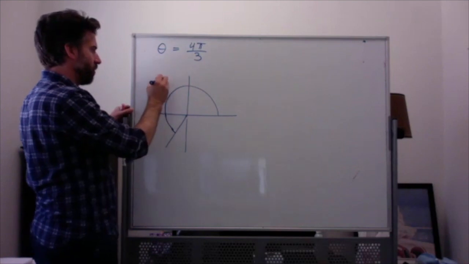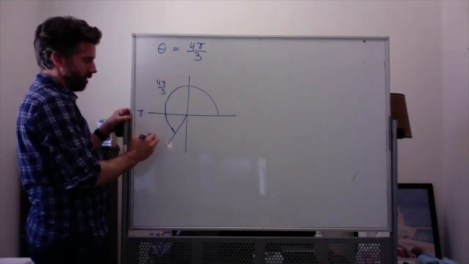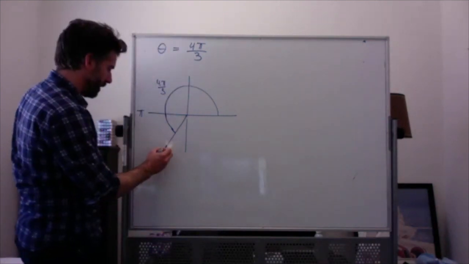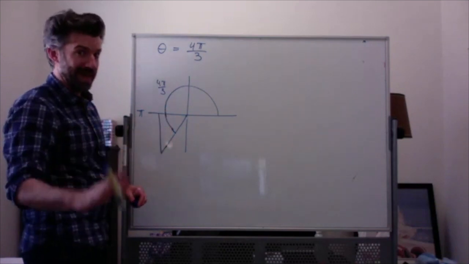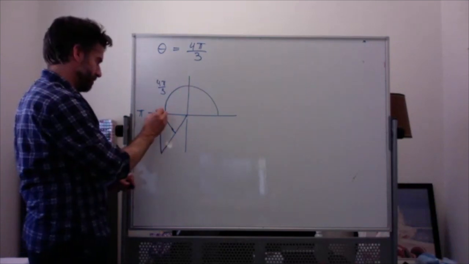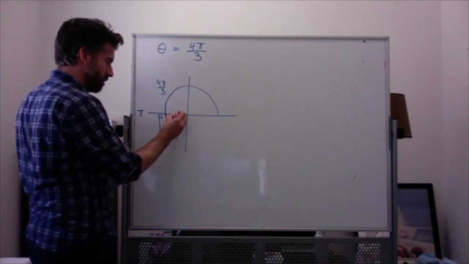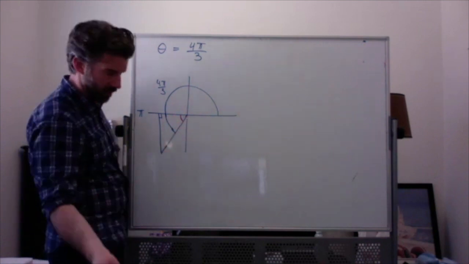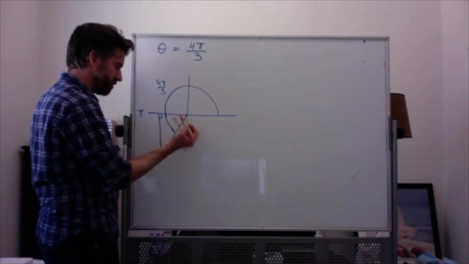So this angle is 4 pi over 3. And again, if this is pi here, then if I drop a perpendicular to the x-axis, always to the x-axis, this leftover angle here, which is called a reference angle, which we'll talk more about in class tomorrow, is pi over 3.